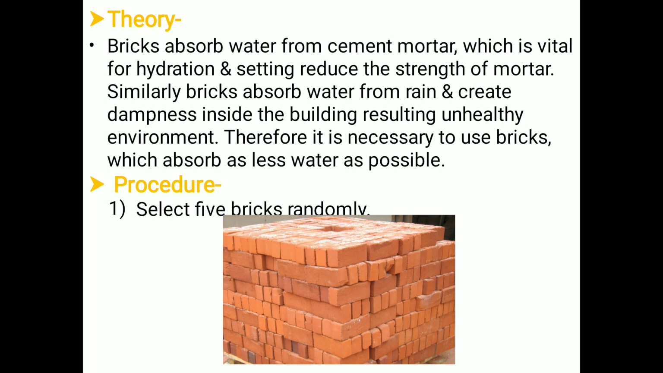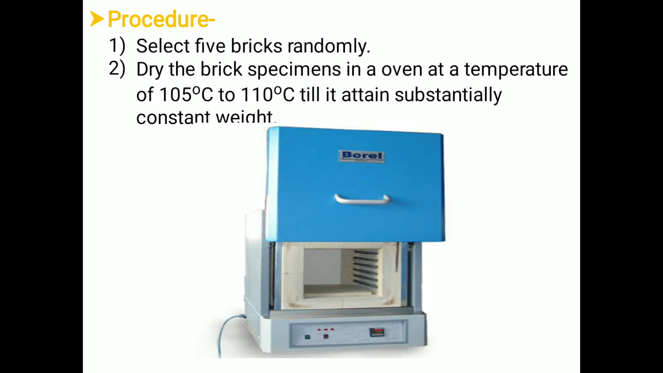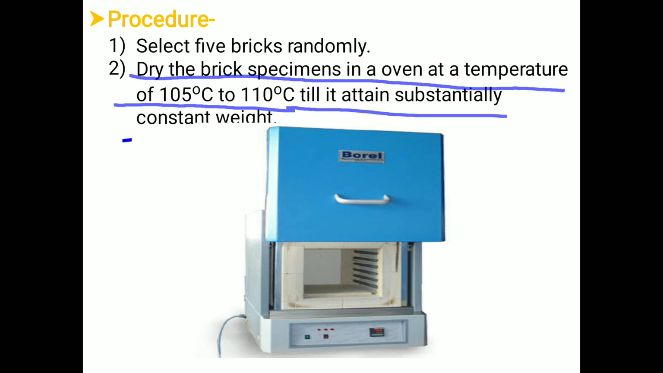So the procedure is given step by step. The first step is to select 5 bricks randomly from a stack. From this figure you can see that there are a number of bricks, and from those we have to select any 5 bricks. The second step is to dry the brick specimens in an oven at a temperature of 105 degrees Celsius to 110 degrees Celsius till they attain substantially constant weight.